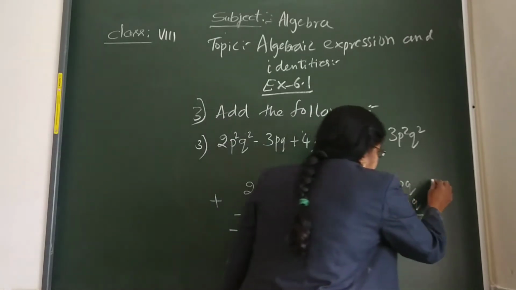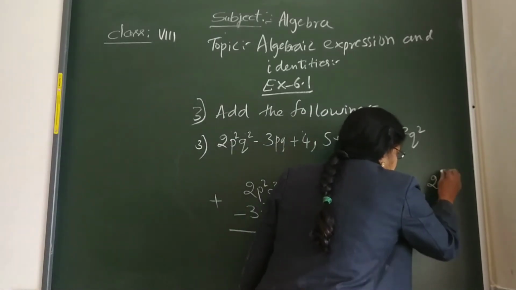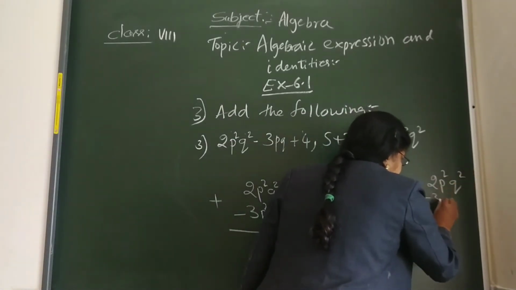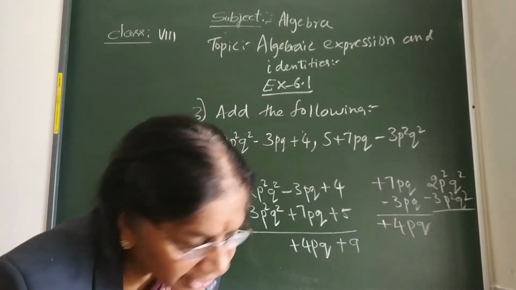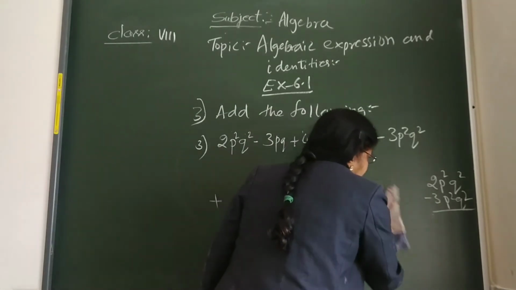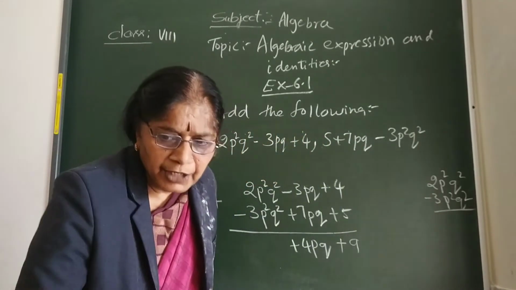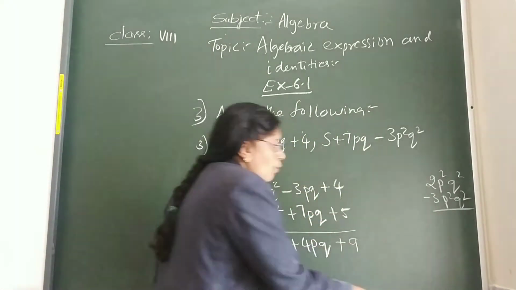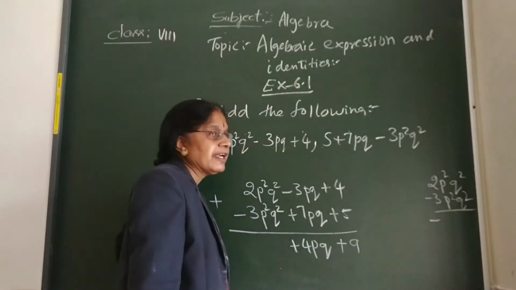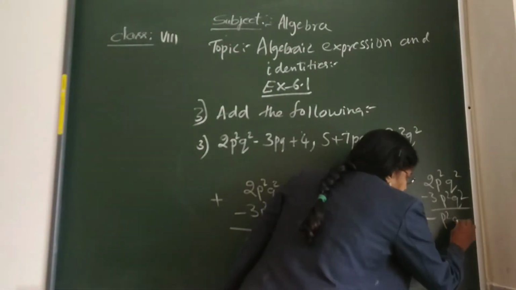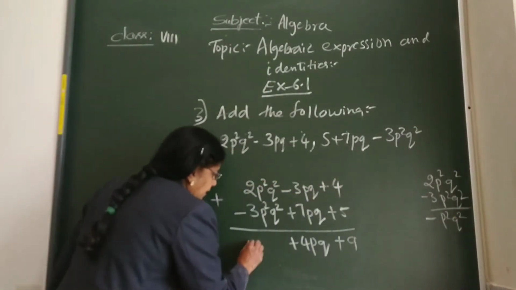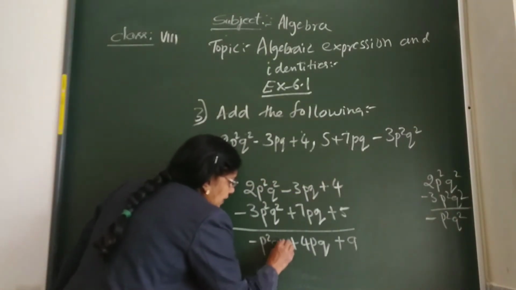What is given? 2p square q square minus 3p square q square. So see here, 2 is plus and 3 is minus. Which is the greater number? 3. What sign is there? Minus. So here also it will become minus. From 3, 2 goes, how much remains? 1. So we are going to write down p square q square, so minus p square q square.